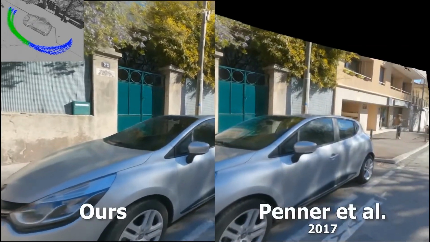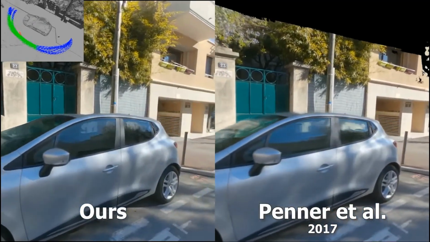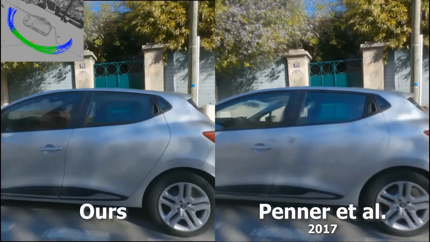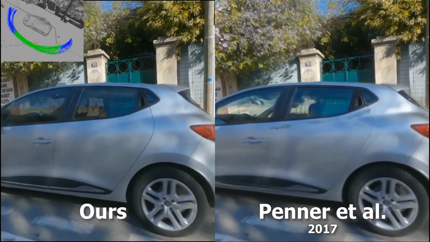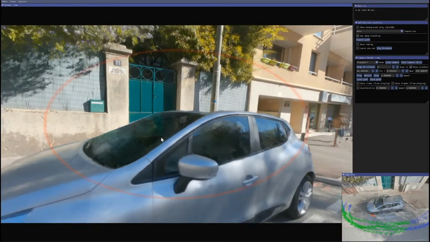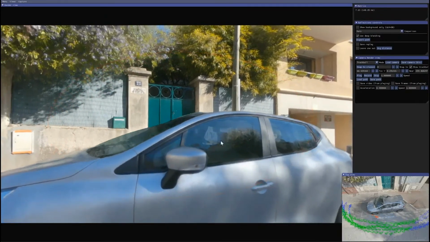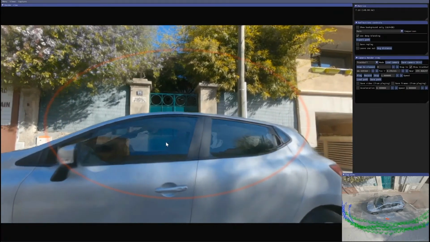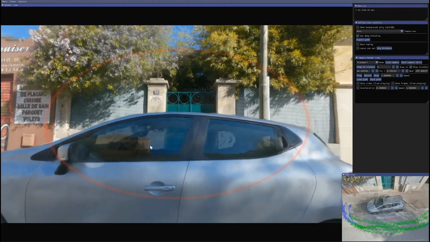Finally, we compare to a recent volumetric approach that is able to capture transparency effects, but does not handle other surfaces as well. We also support interactive sessions, here using deep blending for the background and our technique for rendering the car interior and the reflections on the car windows.